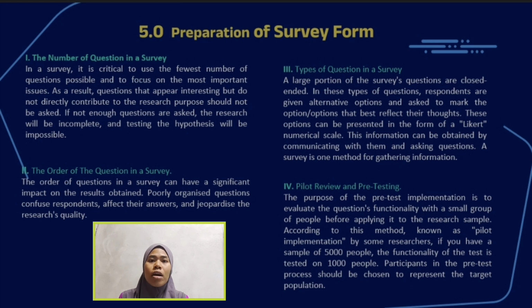Second, the order of the questions in a survey. The order of questions in a survey can have a significant impact on the results obtained. Poorly organized questions confuse respondents, affect their answers, and jeopardize the research quality. The factors below are important in terms of the order of survey questions.